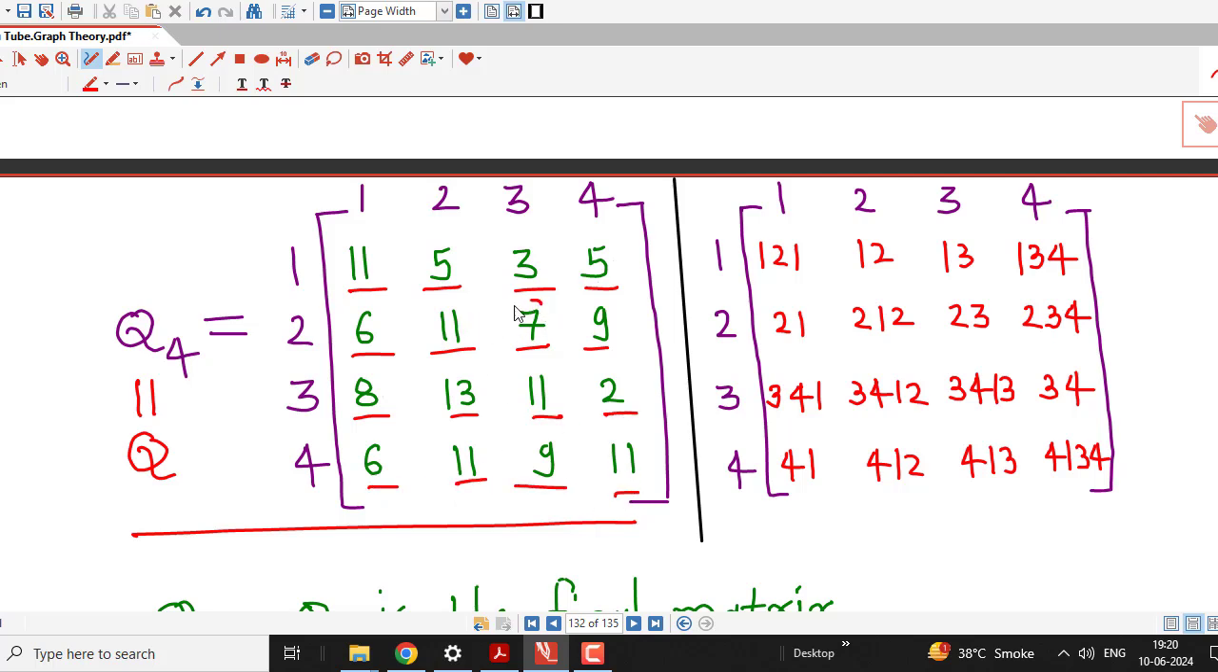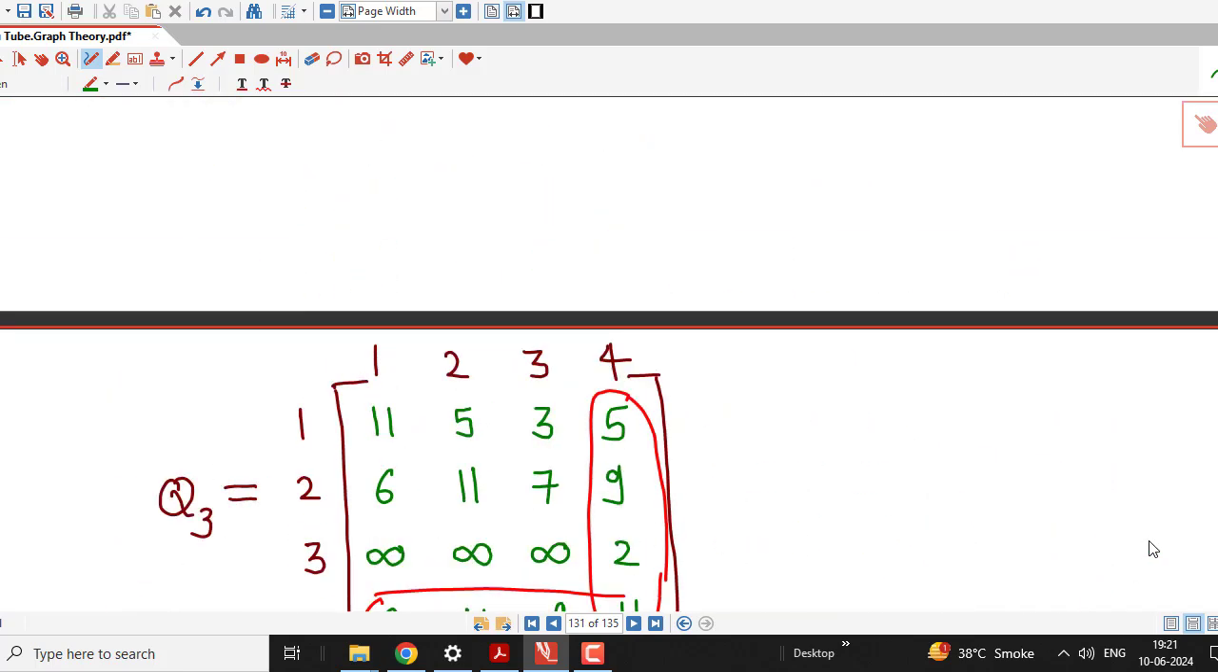If I am considering this entry 7, then 7 is the length of the shortest path from 2 to 3. We can check in our graph from 2 to 3. I have written these paths also. From 2 to 3 I have this path. Okay, this 2 3 means the path is going from vertex 2 to vertex 3.